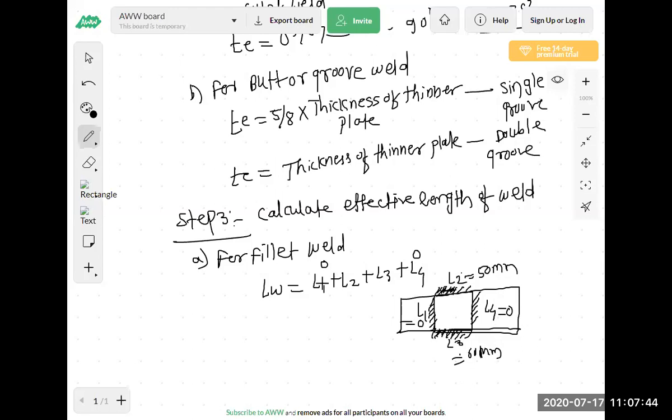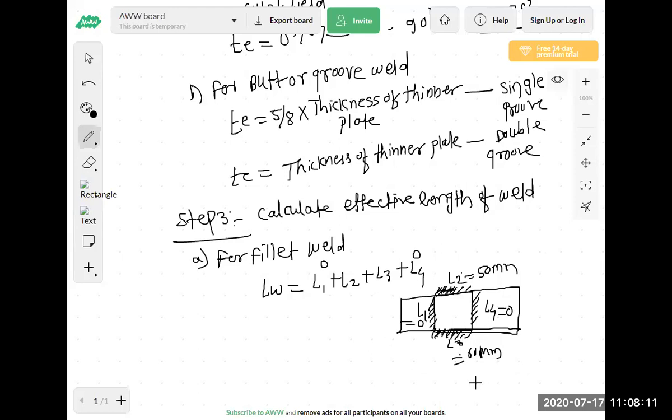Did you understand how to calculate LW? LW is the effective length of weld, so the addition of all the lengths of welds. That's it. जेवढ्या काही लेंथ दिलेल्या आहेत त्याची ऍडिशन करायची ती म्हणजे LW असेल. It is simple. At the time of solving the problem, you will understand again. Okay.